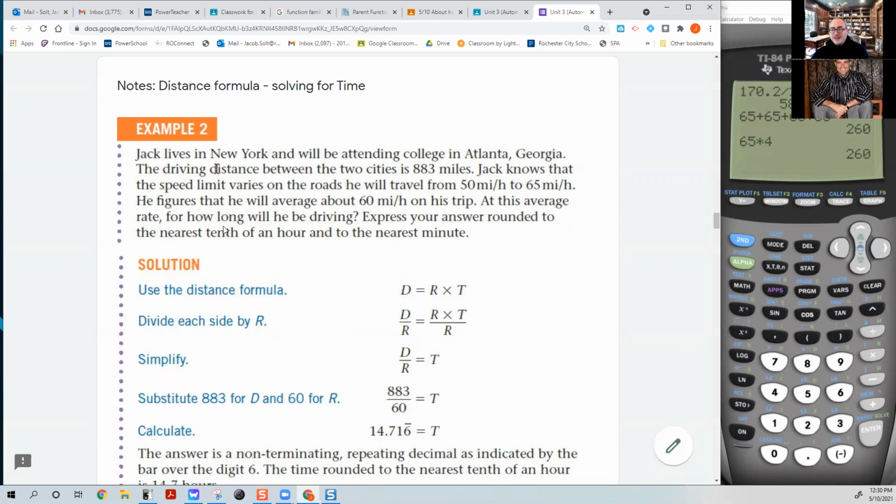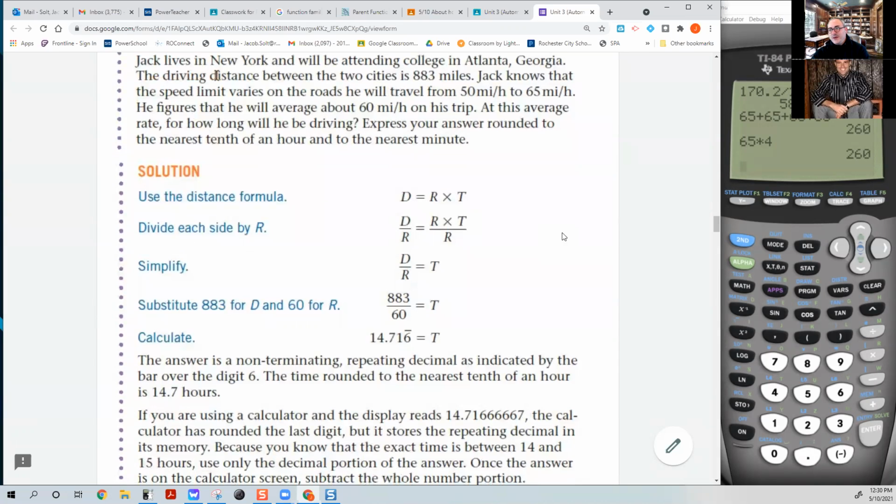Now, I think you guys can do this up until the rounding to the nearest minute. That might be a little bit of a thought puzzle to work out. Well, here's how to solve this. We use the same formula as before. D equals R times T.